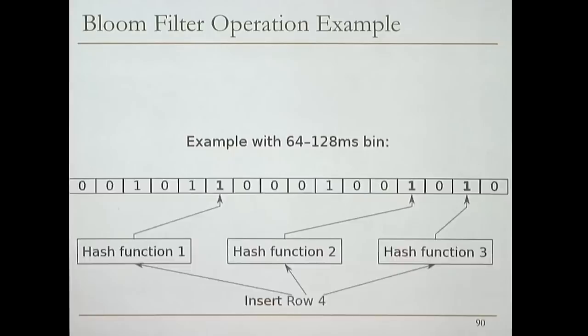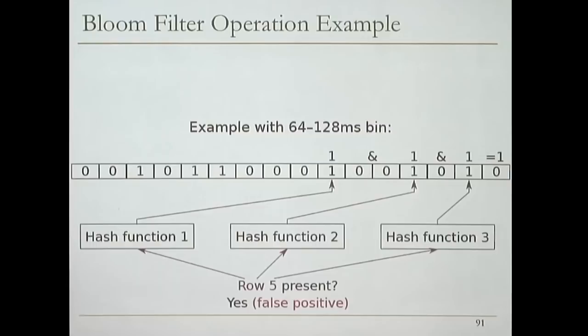Let's say we insert row four. It sets these three bits. Now let's say we probe if row five is present. We go through the hash functions. And it so happens that the bits that we get are all one. They're all one, but we didn't insert row five, right? We inserted only row four and row one.